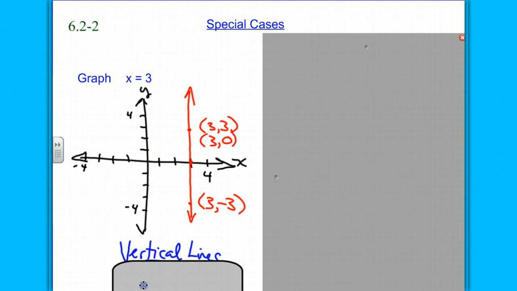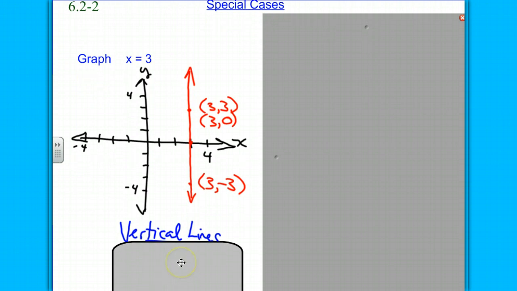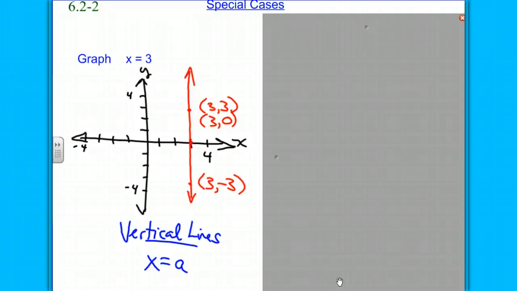Let's make a definition for this. We have vertical lines, and vertical lines are what you get when you have x equaling any number. So as a rule, we could write it as x equals a. Those are vertical lines. It's kind of ironic because the x-axis itself is horizontal, right? And yet, when you have an equation that says x equals 3, you have a vertical line. It's opposite the x-axis.